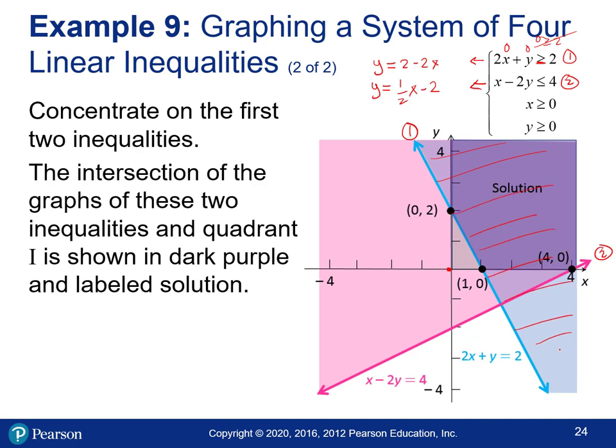So we would be shading the top or right half. Then for inequality number 2, we can go ahead and pick 0, 0 again. So that would be 0 is less than or equal to 4, which is true. So for that second inequality, we want to include 0, 0.